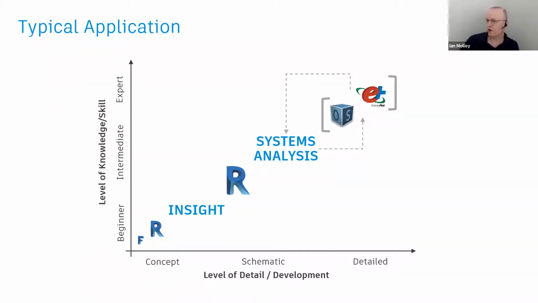Of course, there's also Formit, which is available as a pure conceptual modeler that can be used. That is ultimately the Revit file format, so it's one and the same thing. I'm going to talk about everything through the perspective of Revit today, so there's a consistency there. But Insight really sits at that early conceptual schematic stage and more the beginner-intermediate level, where you're looking for overall guidance on the project.